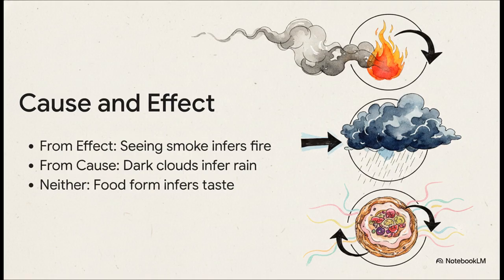But there is a really cool third category. Neither. You can infer sideways based entirely on inherent properties. For example, you can look at the physical form or texture of a piece of food and perfectly infer its hidden taste, without a strict cause and effect sequence happening. The shape didn't cause the flavor, and the flavor didn't cause the shape, but they share an inherent logical link in the very nature of that object.